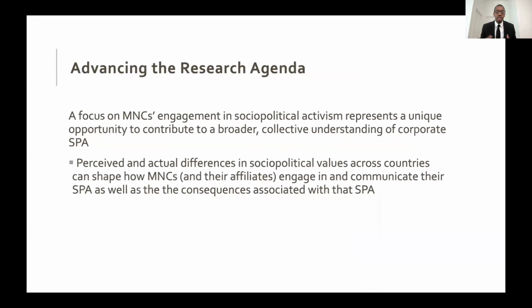I think the notion of perceived and actual differences in socio-political values is extremely salient. And I think there's room to actually look into these differences to help us understand how MNCs and their affiliates engage and communicate with regards to the SBA, as well as the consequences associated with that SBA.